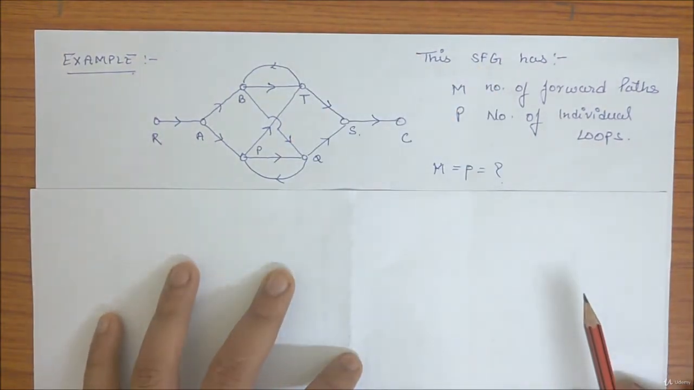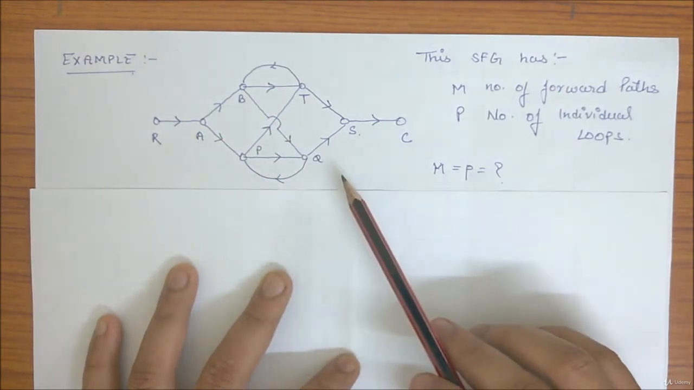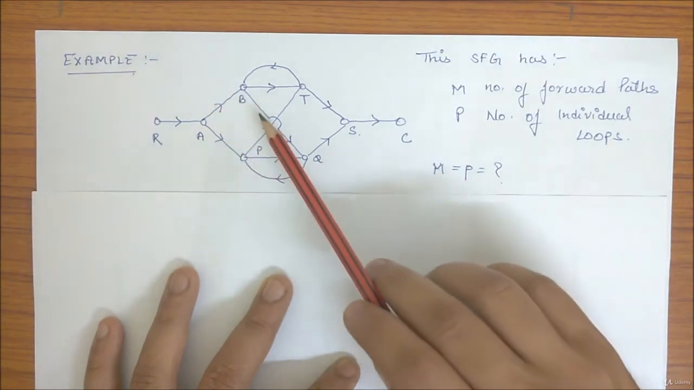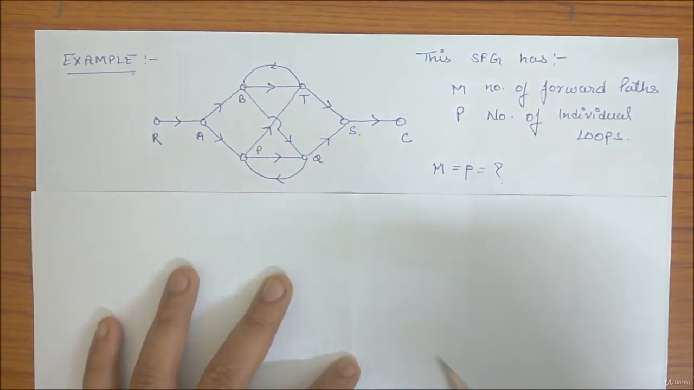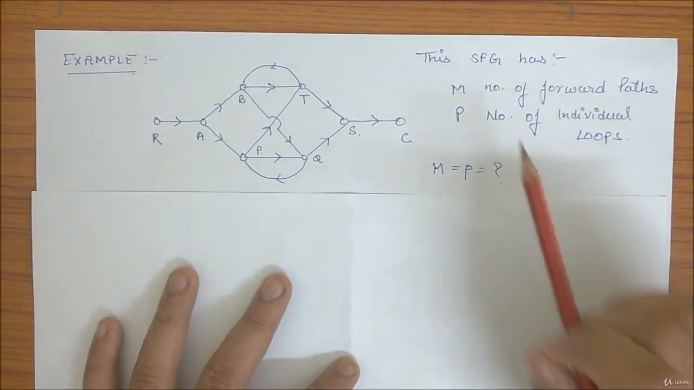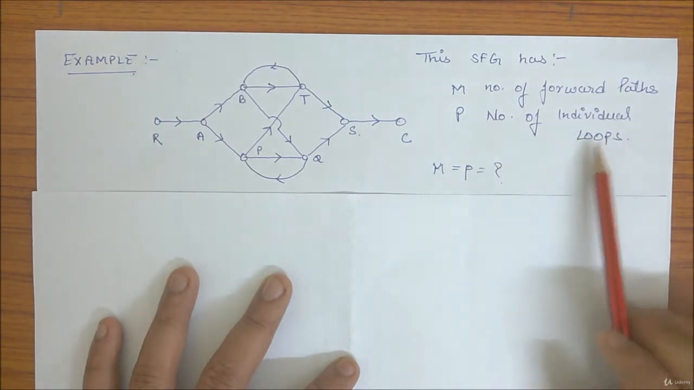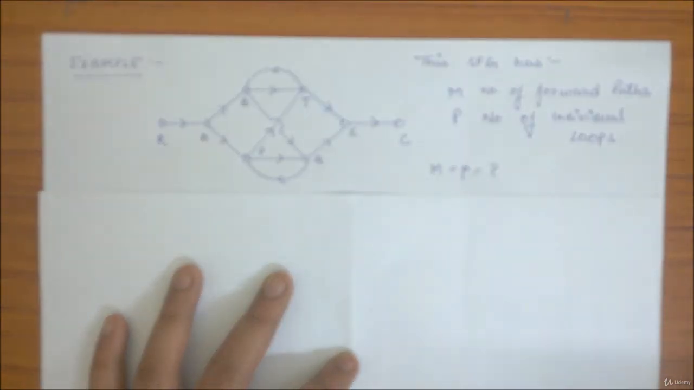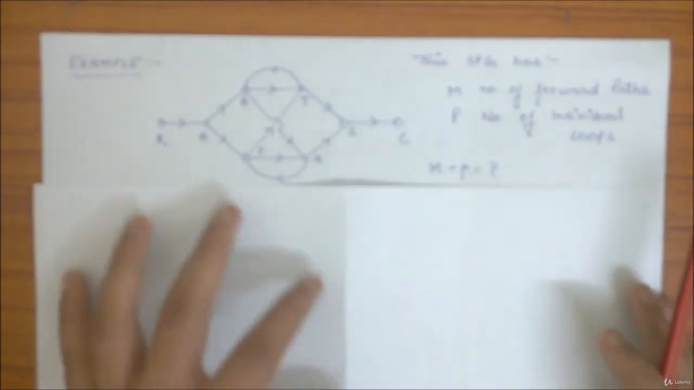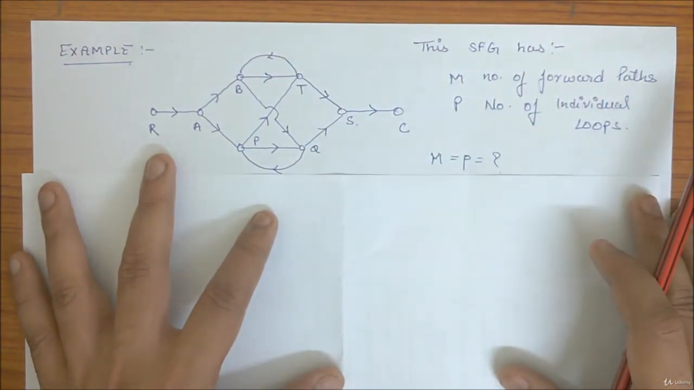So this is your question. This is the signal flow graph given. Corresponding nodes are given and the arrows of the gains are given. It is given that the SFG has m number of forward paths and p number of individual loops. You have to calculate what is m and what is p.